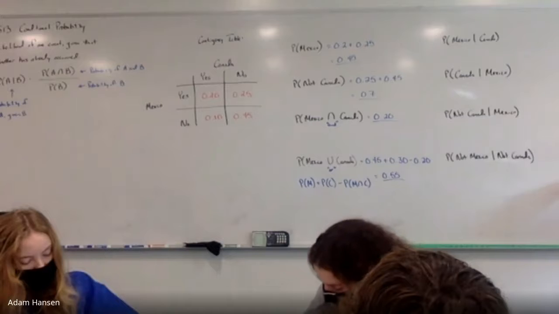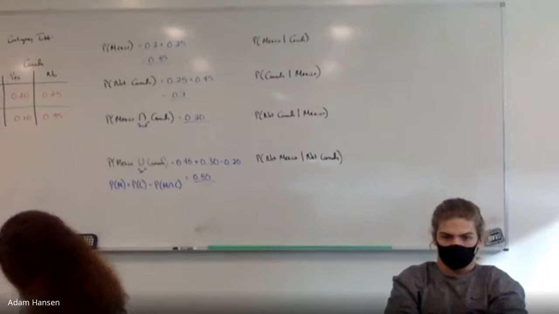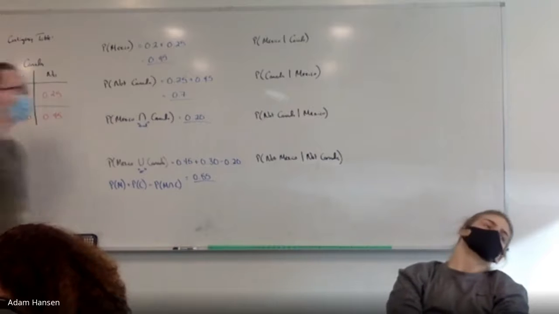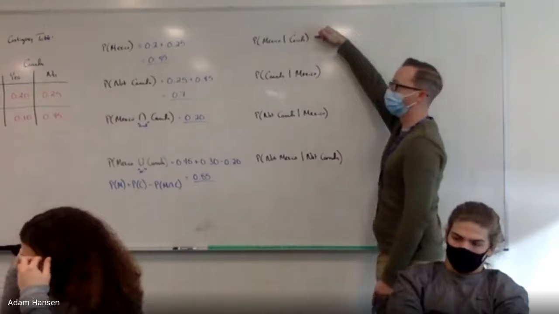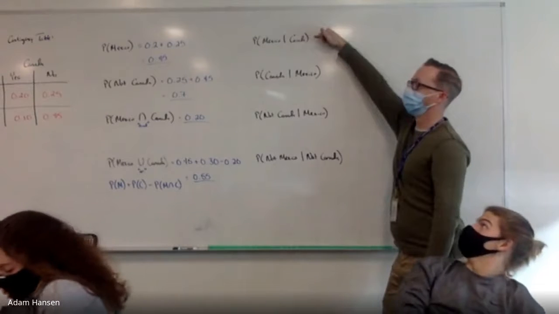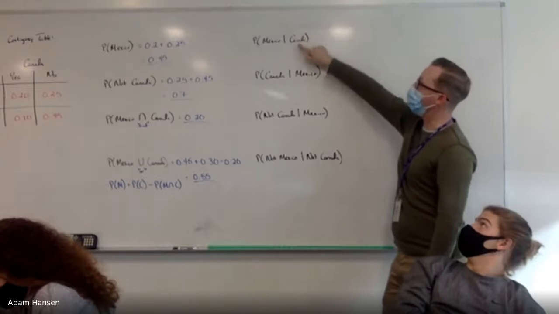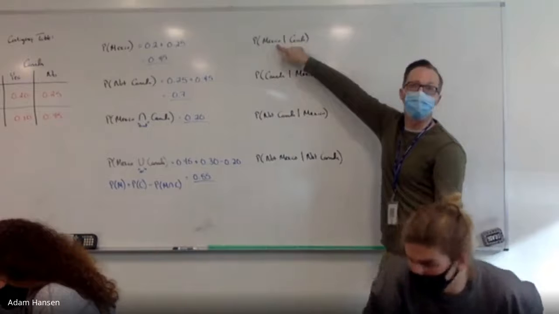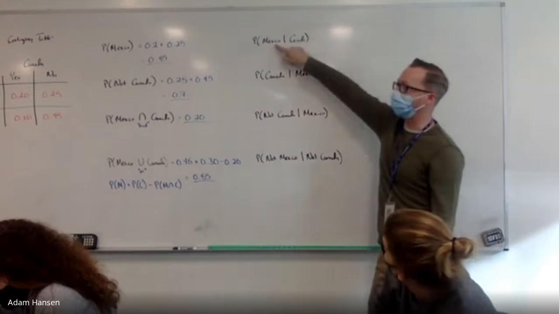All right, let's do some conditional probabilities here in this next column. Now that we've got some practice on reading a two-way table, let's use it to find some conditional probabilities. What does this notation mean? Mexico given Canada. So given that we know you've been to Canada, what's the chance you've also been to Mexico? If we're assuming you've been to Canada, what's the chance that you've been to Mexico?